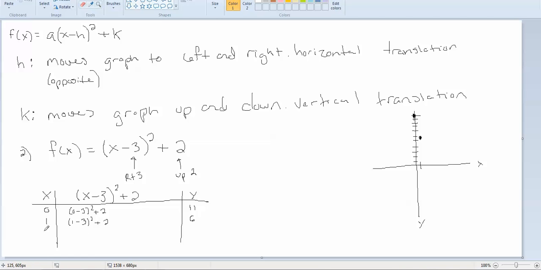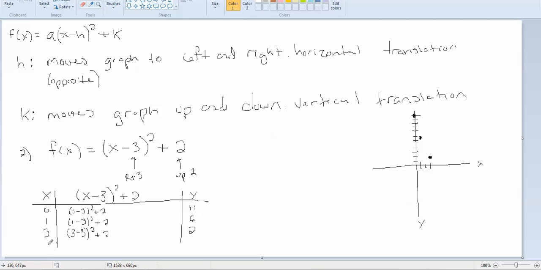So let's try like 3 because I want it to go a little faster. So if I have 3 minus 3 squared plus 2, well, 3 minus 3 is 0. 0 squared is 0. 0 plus 2 is 2. So 3, 2. Here's our 3, 2. And then we need to keep going till we start to see the other side of our U over here. So maybe we want to put in 4 or 5.